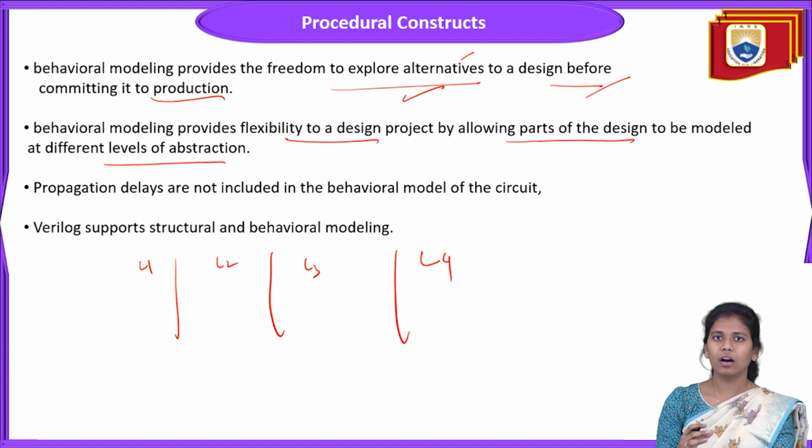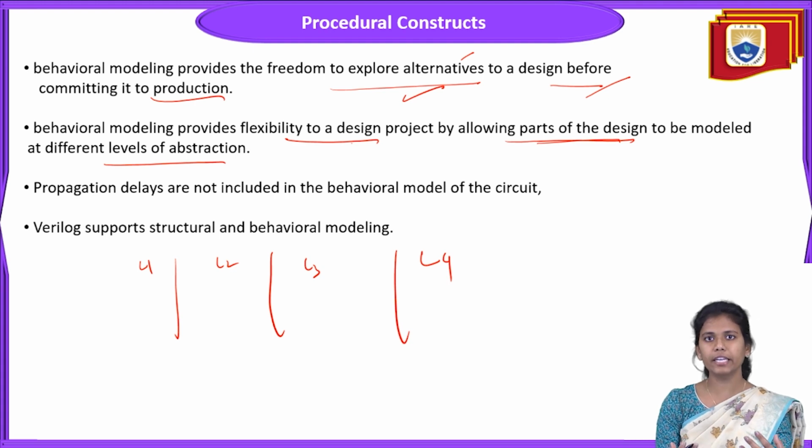Okay, these are the advantages a designer can have if he wants to design a particular circuit in behavioral modeling. Understand? Behavioral modeling provides flexibility to design the project, allowing the parts to be modeled at different levels of abstraction. So a designer has the freedom, or the chance, to choose a level of abstraction, the level on which he is comfortable developing a particular circuit. He has that alternative to develop a complex or even a massive chip.